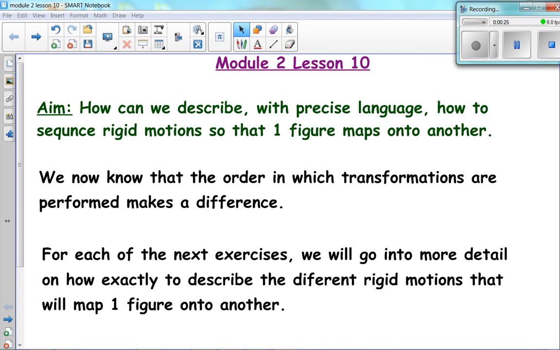For each problem, we're going to do 5 exercises, and for each one, we're going to go into more detail on how to describe the different rigid motions that will map one figure onto another. So we already know that the order in which transformations are performed makes a difference. We've seen that already. For each of the next exercises, we're going to go into more detail.